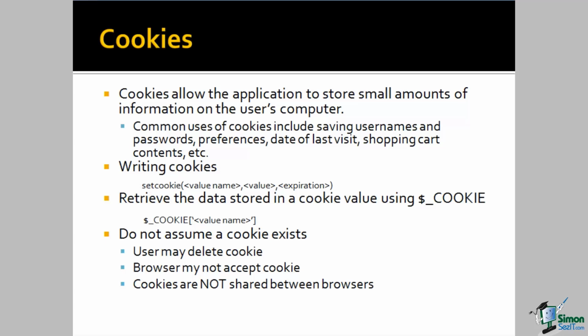To retrieve the data stored in a cookie, we use the cookie superglobal with the name of the value that we want to retrieve. A few gotchas associated with cookies is that we can't assume that the cookie exists, because a user may have deleted the cookie. The browser may be set not to accept cookies. And it's important to note that cookies are not shared between browsers.